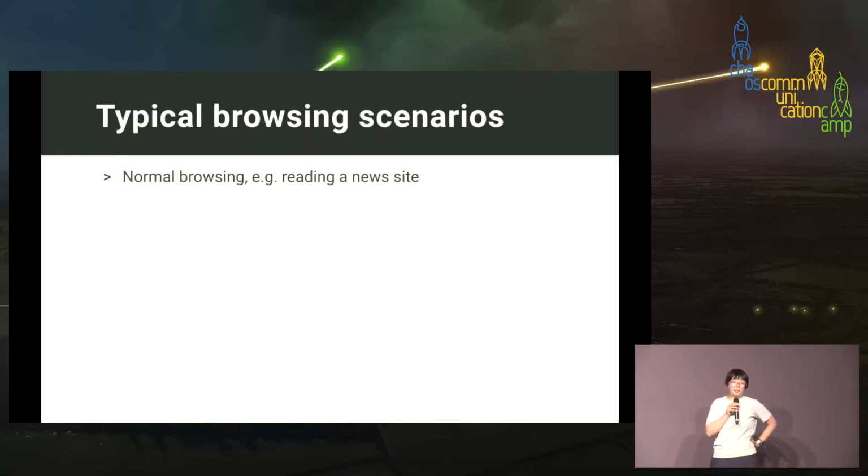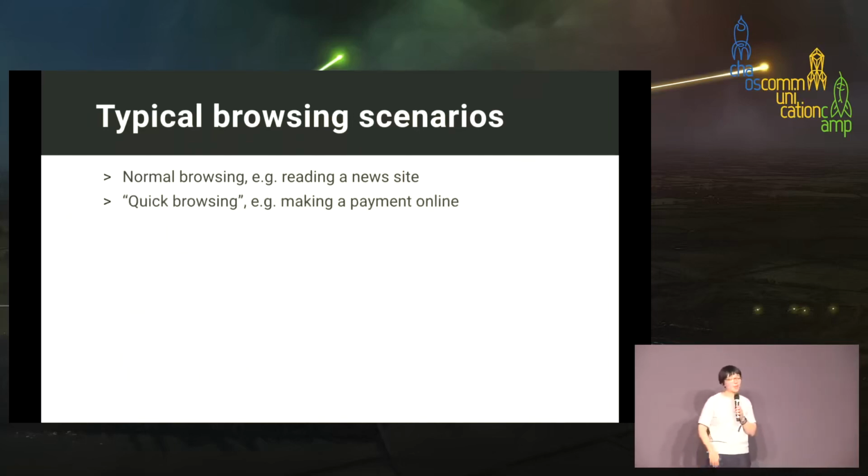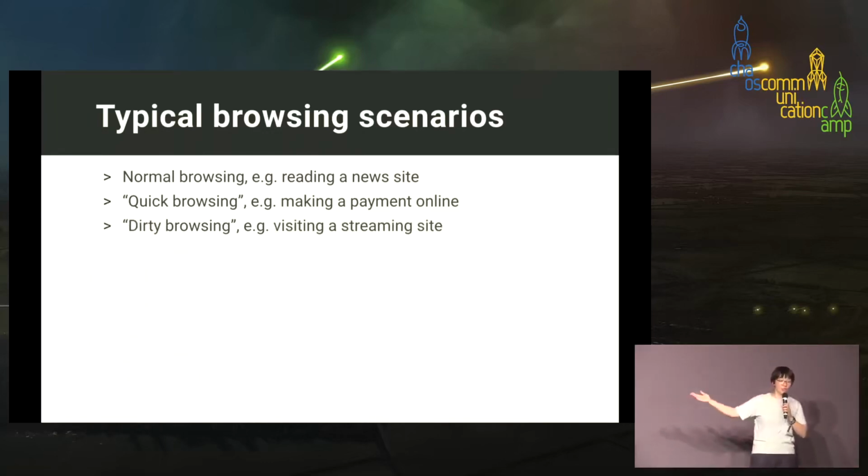So what we did here, instead of thinking about possible options, is we started thinking about scenarios of using a tool like NoScript. We identified 5 different scenarios for when NoScript could come into play. One is normal browsing, so you're just, again, reading a news site. One we call quick browsing, so say you're making a payment online and things have to happen right this second and everything just has to work, you don't care about scripts. The other one we call dirty browsing, right? You're visiting a streaming site and you know everything on that site is going to be really, really evil, so you just want to be most careful about everything.